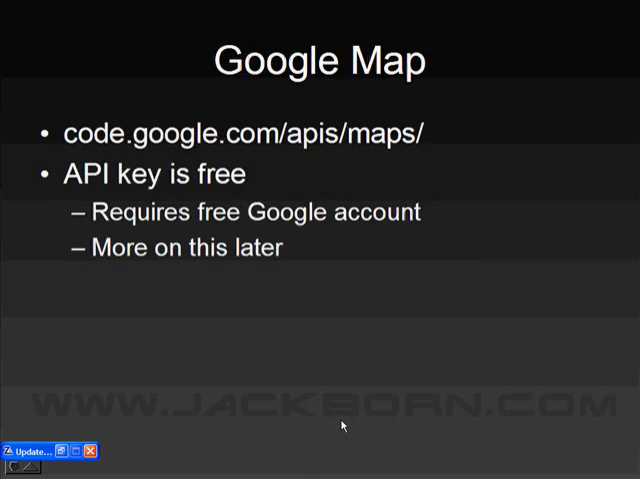Okay, moving right along. Google Maps. Go to code.google.com/apis/maps, or just go to google.com and type in Google Maps API, and it will take you to the page where you can sign up for the API key, which is free, but you do have to have a Google account. So if you've got Gmail, then you can go ahead and get your API key. I will go over this in great detail later on with another tutorial, but I just wanted to mention it.